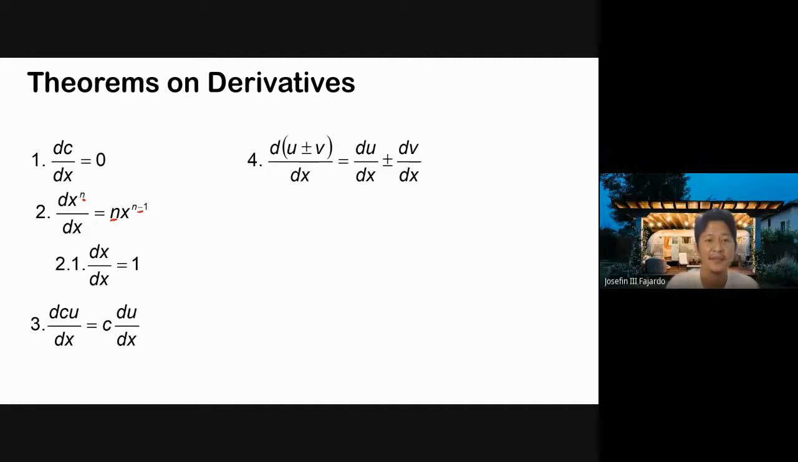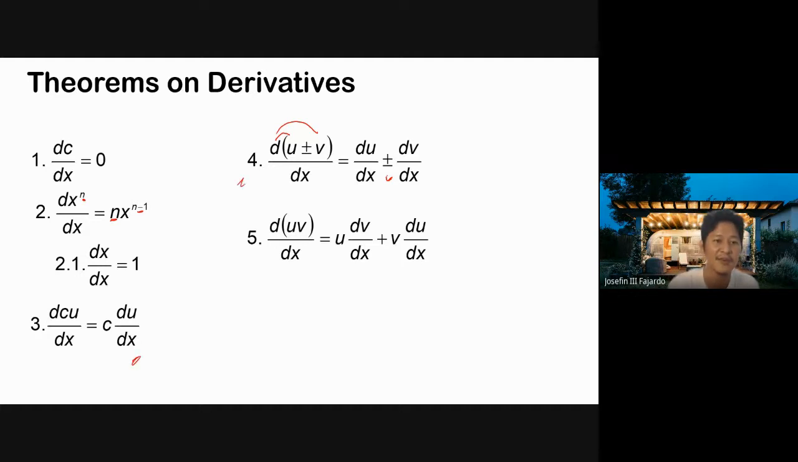Next is kapag meron tayong sum and difference, pwede lang parang sort of i-distribute lang natin yung pag-derivative and then we proceed with addition or subtraction. Okay? Ganun lang. Pero ang medyo masaya dito is the product. Pansinin nyo ang pagkakaiba nitong number 3, number 4, and number 5. Yung sa number 3, constant yung isang factor kaya pwede mo lang ilabas.